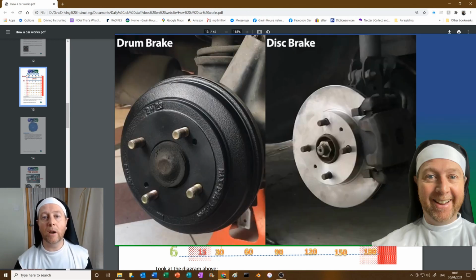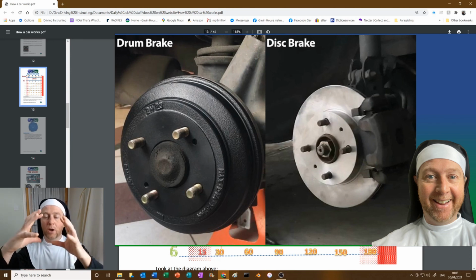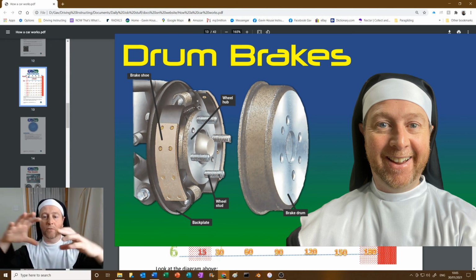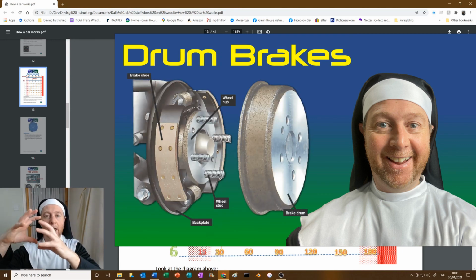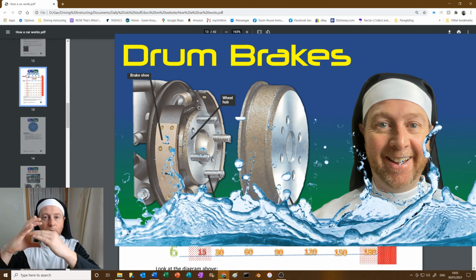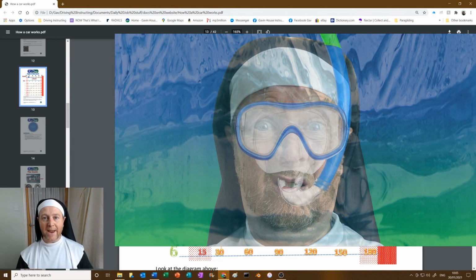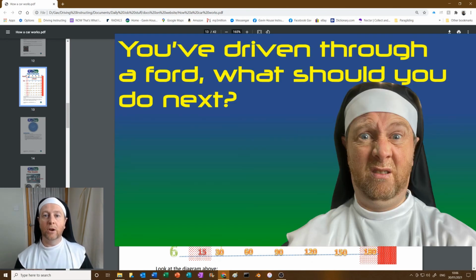Two types of brakes on a car, one that clamps like this, and another which is a disc and a drum, which basically is a bowl with discs that push the outside edges, so it goes like that and it tries to brake rather than clamping something from above. If you have this type of brake with a bowl and you go into water, this is going to fill up with water, and then when you put your brakes on, it's full of water, so you don't brake very effectively at all. And this is why the theory question is, you've gone through a ford, what should you do next?